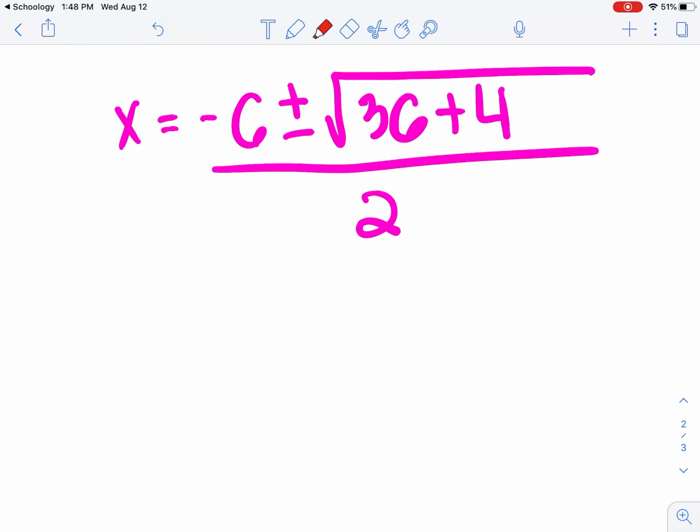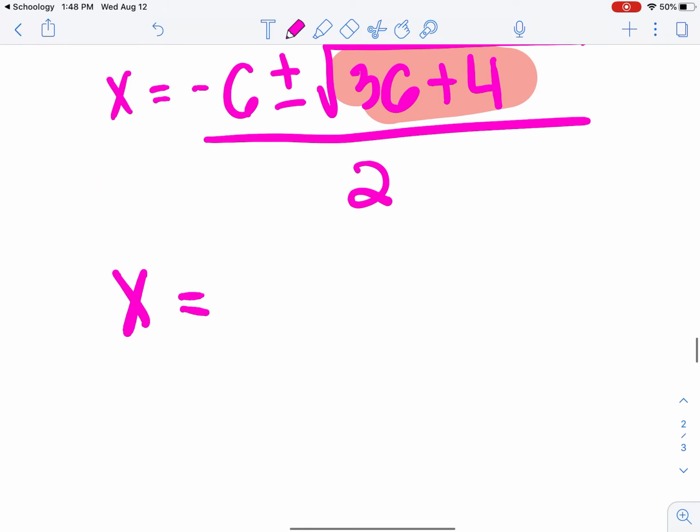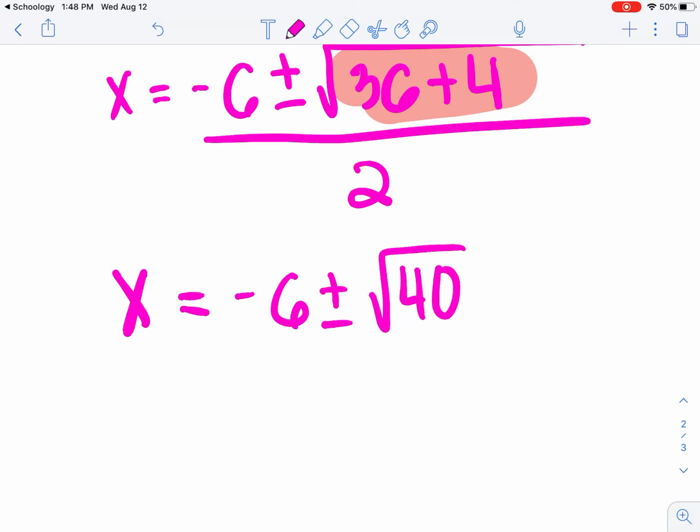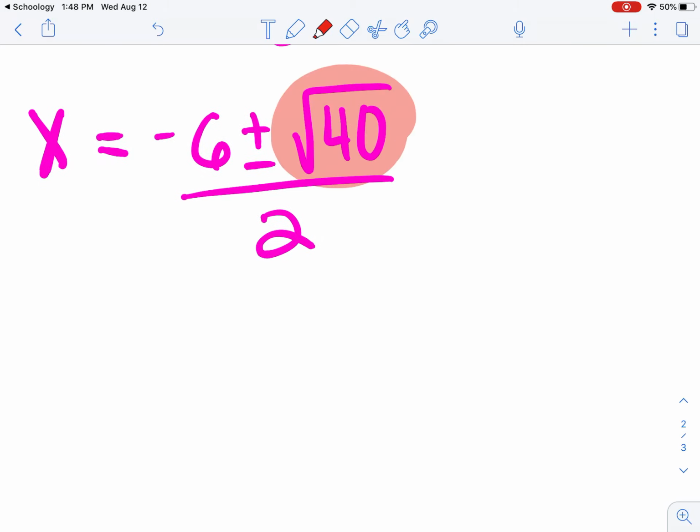Okay. Next thing I have to do to clean this up, add those. I need to combine them. Sometimes it's subtraction. So for example, if this was a positive one instead, it'd be subtraction, right? You just have to pay attention. So that's -6 plus or minus the square root of 40 all over 2. Next thing you have to do is simplify the square root of 40. If it's not simplifiable, then you just move on to your last step. But if it is simplifiable, you have to simplify it.